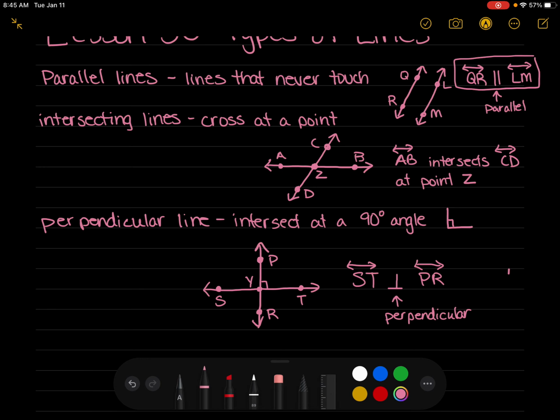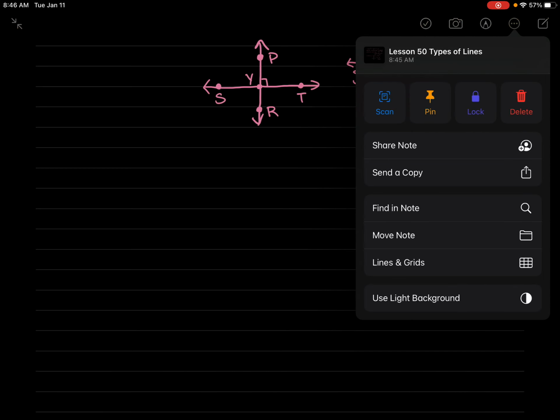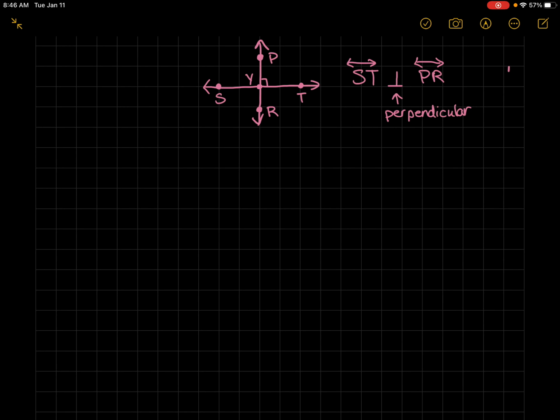Okay, so now that we know what the types of lines are, the next thing that we're going to talk about is some more ordered pairs like we did in the last one. Okay, I need a grid now. So we're going to do ordered pairs, but this time we're only doing the first quadrant. Remember we talked about quadrants a little while ago? When they have only the first quadrant, imagine there's other quadrants, but we're only going to be talking about this first one.